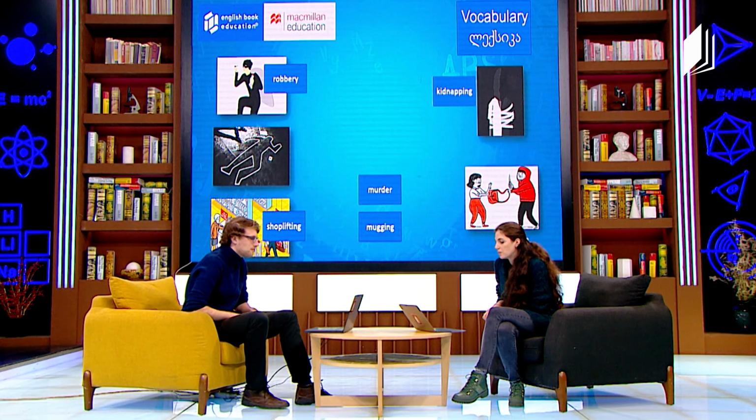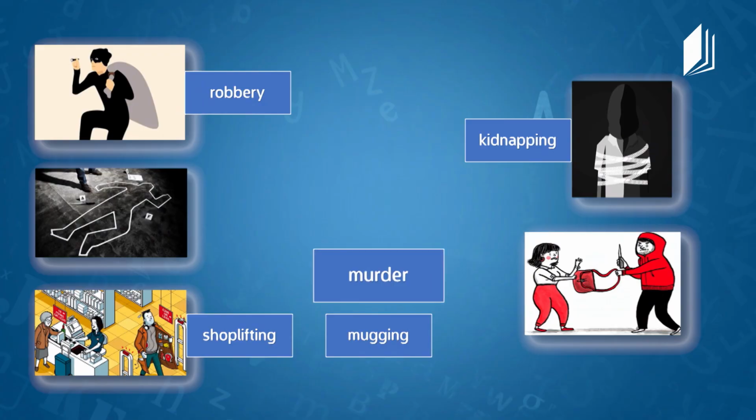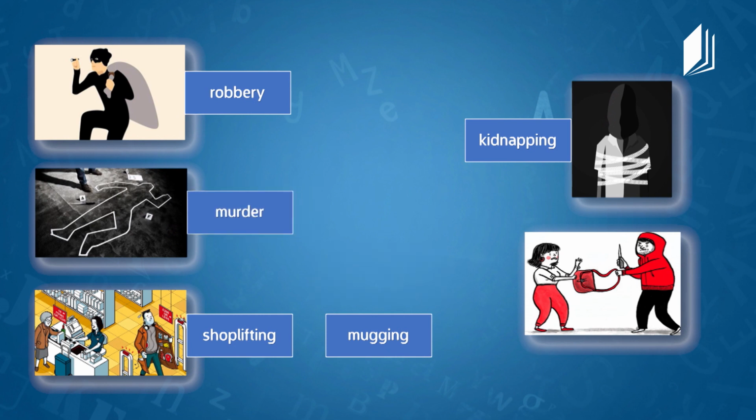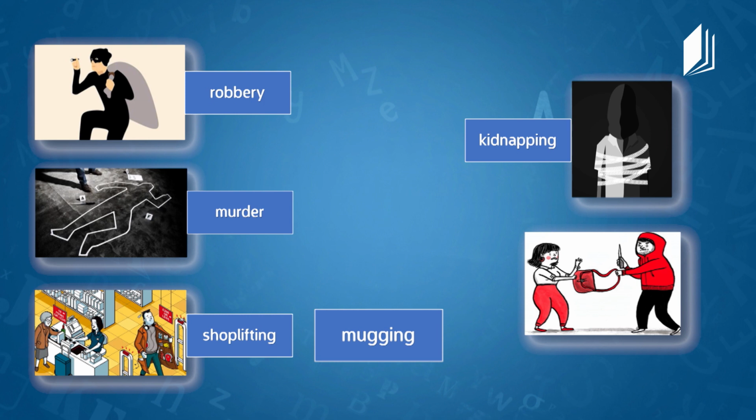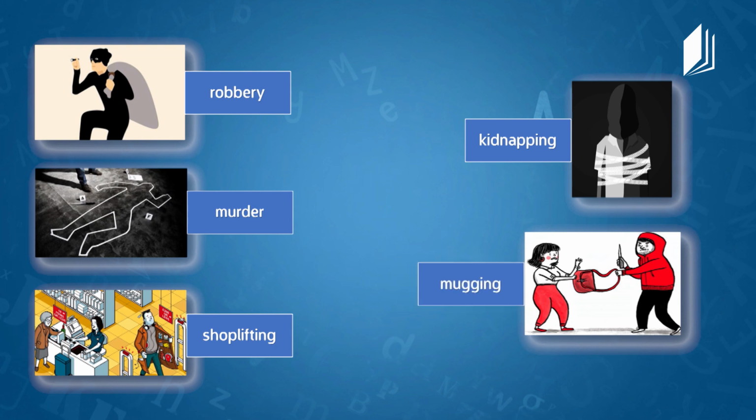And what's left is murder and mugging. Murder, Zach, do you remember what murder means? It means when you kill somebody on purpose. And I think the picture that shows that is the marking of the person on the ground. You are absolutely right. The middle picture on the left is murder, and the very last one is mugging. Mugging is when you take something forcefully from someone in the street or in the public area. Right? Exactly. So it should be the last picture on the right.